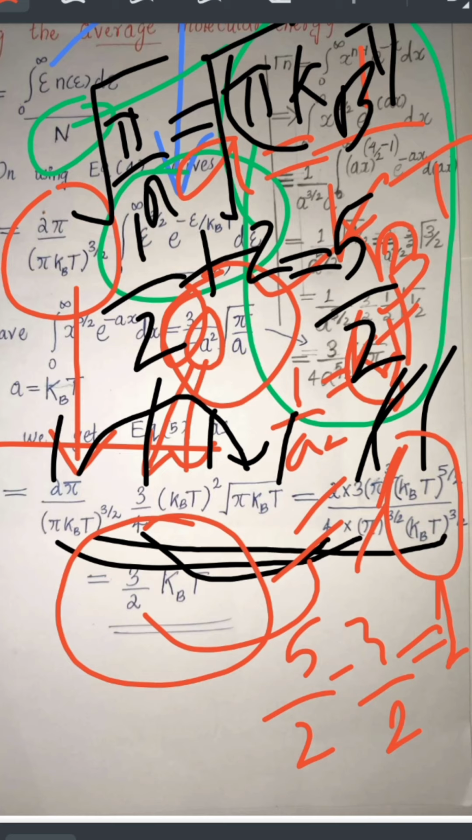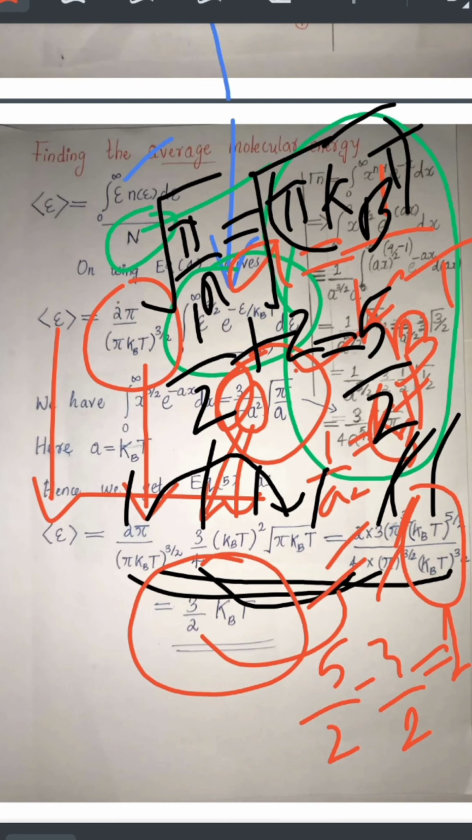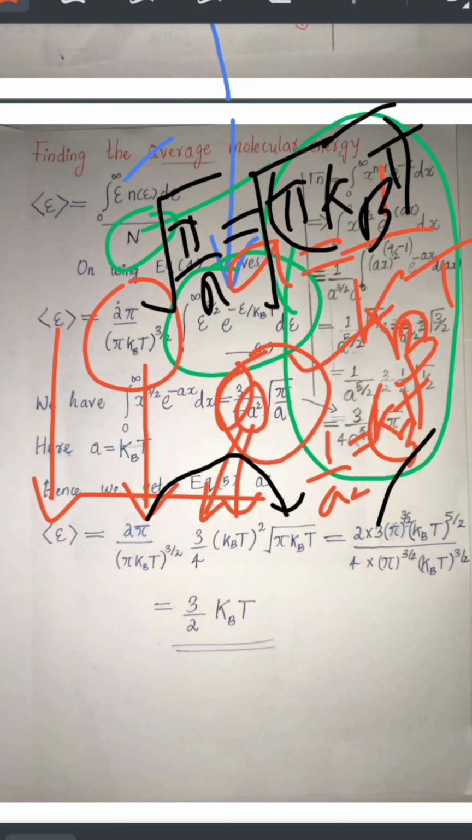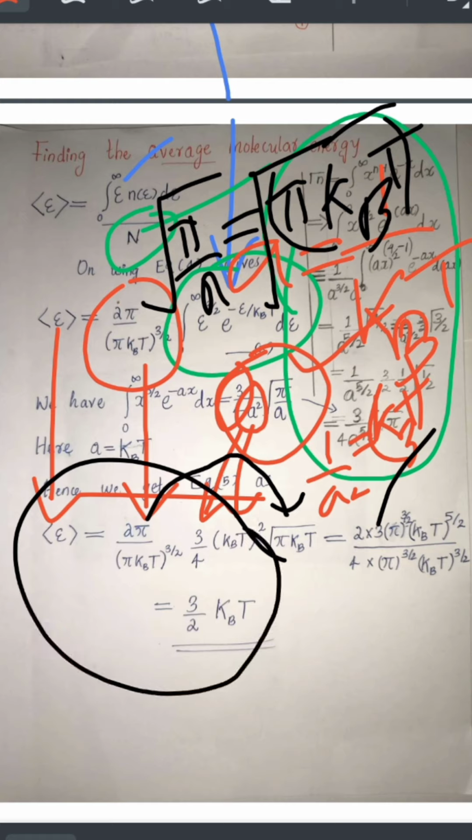So we get the average molecular energy as 3 by 2 kBT. So we get the average molecular energy as 3 by 2 kBT.